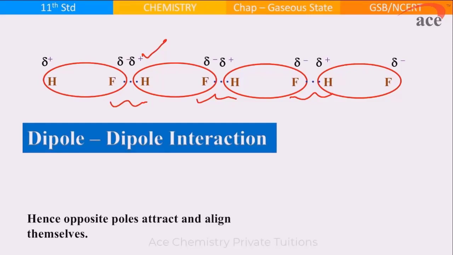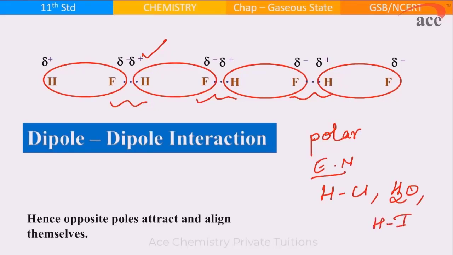Dipole-dipole interaction happens in polar molecules. What are polar molecules? The ones where the bonded atoms have an electronegativity difference. What does it mean? One of them will be electropositive and the other one will be electronegative. Any other example which you can discuss here? Yes, you can say HCl. You can also talk about water. You can talk about HI. Is that okay?